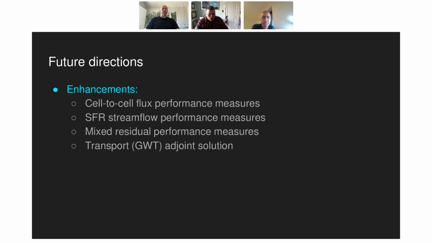That's an interesting question about running the adjoint in parallel if you have a large number of performance measures. I think Joe and I have actually talked about doing that. I think you could run it in parallel if you have lots of performance measures.